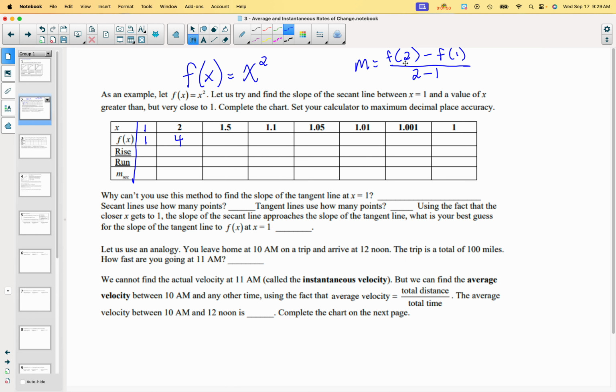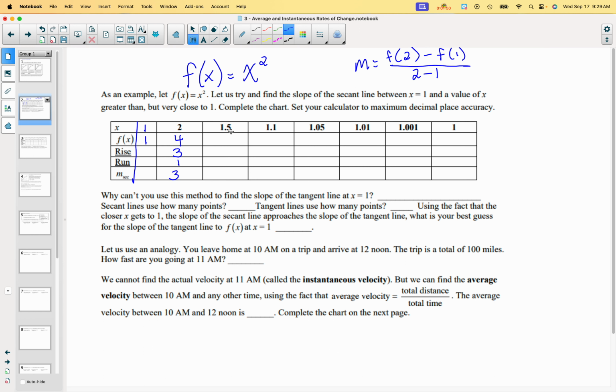So to find the rise, f of 2 minus f of 1, I'm going to take 4 minus 1, because remember, we're dealing with the y values. These are the two y values. So 4 minus 1 is 3. And my x value went from a 1 to a 2, so 2 minus 1 is 1. So then that slope would be rise over run, so 3 over 1, or just 3.